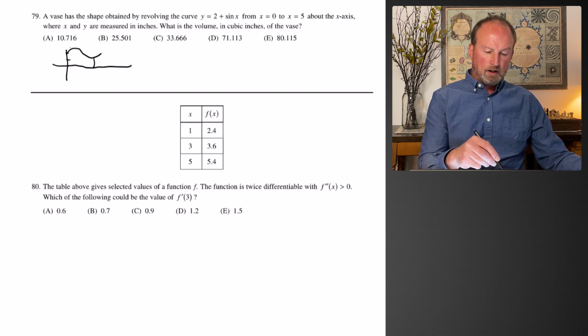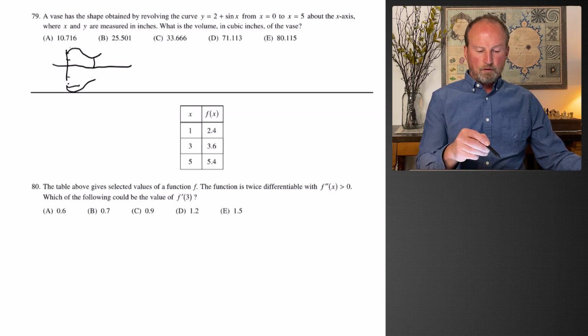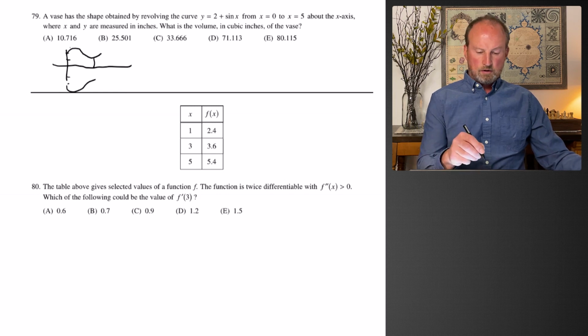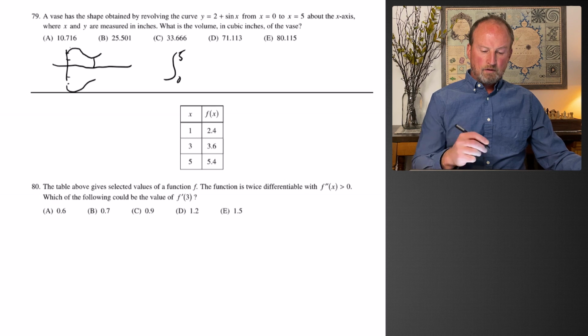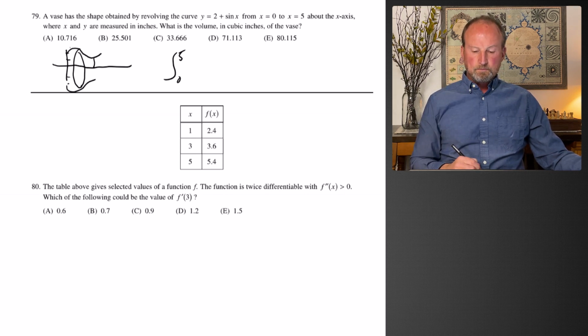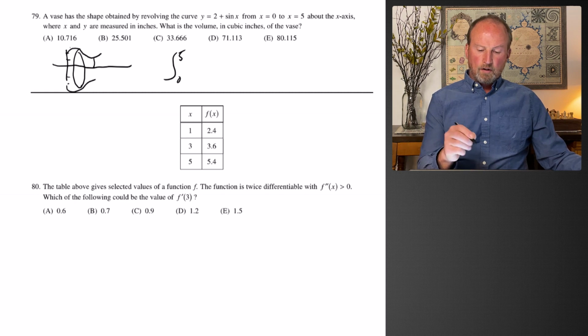And then we're revolving it about the x-axis, so it's going to come down here, and it's going to look something like that after we revolve it. Okay, so there's what I'm looking at. And now, how do you find volume? We're going to integrate from 0 to 5. What do these shapes look like? Well, they're circles sitting in here because we just revolved it. We generated a circle, and we revolved it on the x-axis.